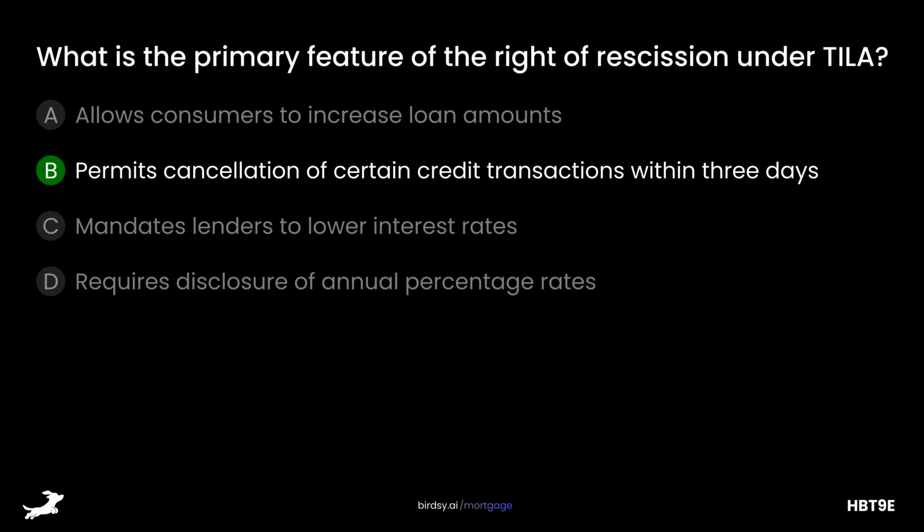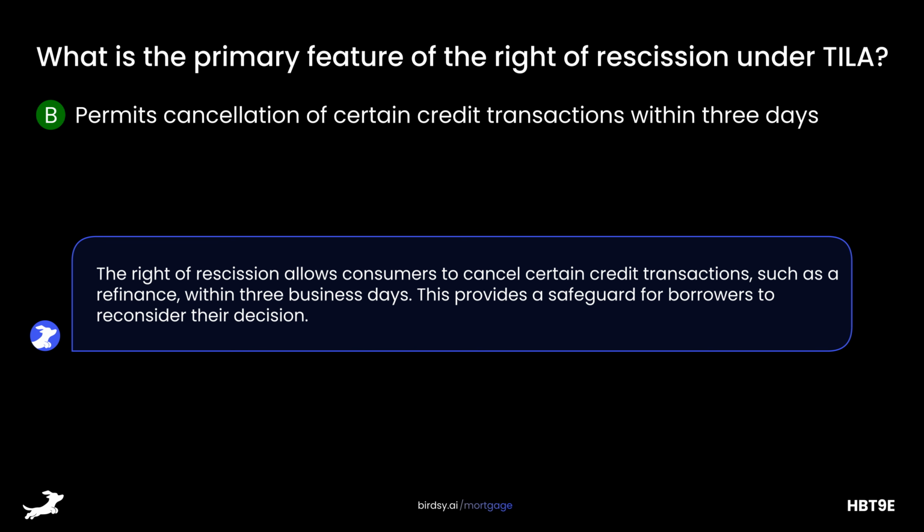The answer is B, permits cancellation of certain credit transactions within 3 days. The right of rescission allows consumers to cancel certain credit transactions, such as a refinance, within 3 business days. This provides a safeguard for borrowers to reconsider their decision.